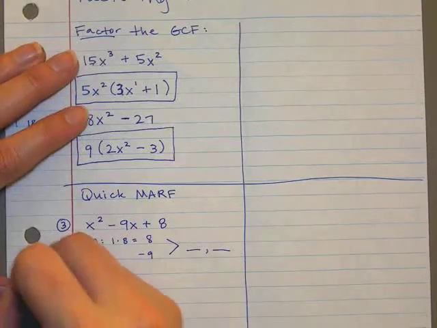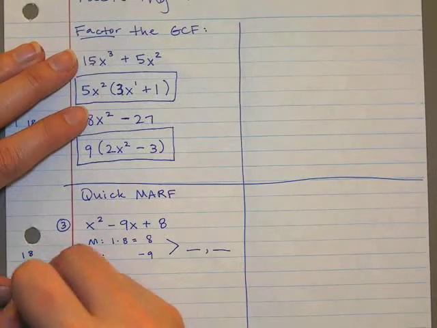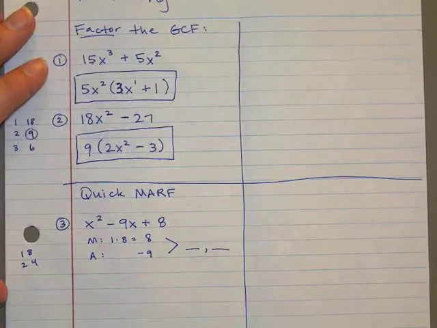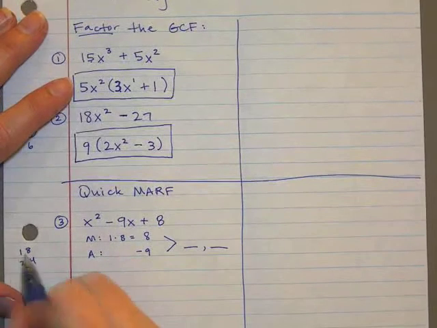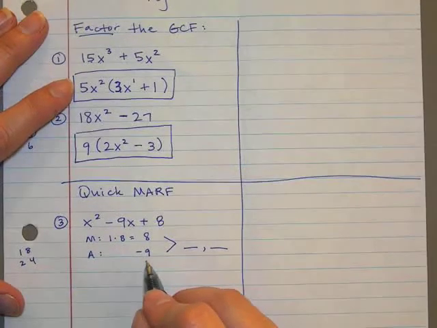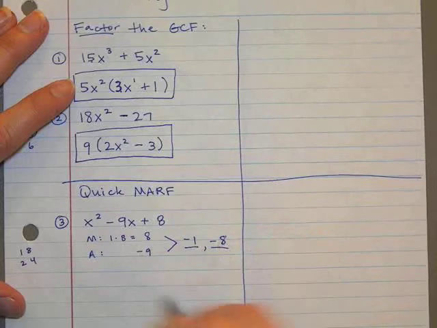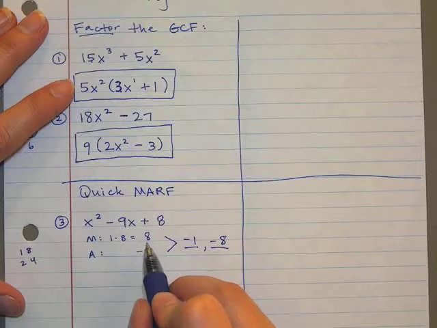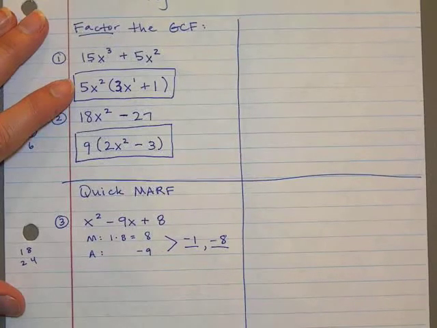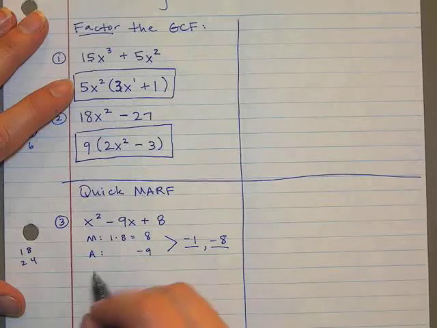Well, I've got 1 and 8, 2 and 4. Those are the only things that multiply together to be 8. 1 and 8 are the only ones that have a chance of making 9. A negative times a negative would give me a positive multiply and a negative add. So -1 and -8. All right, now we get to skip the R and the F steps.